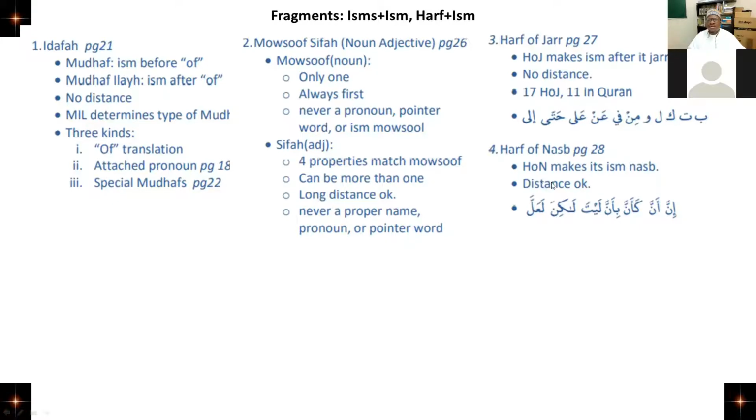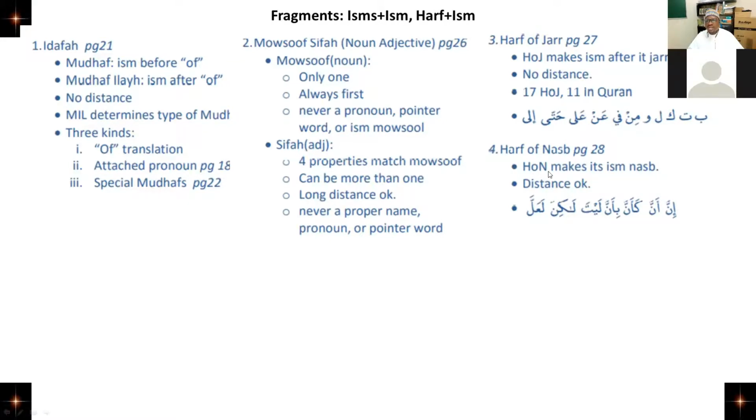And then the fourth fragment is harf of nasb and its ism. Okay, harf of nasb and its ism. Those harf of nasb words are here: inna, anna, ka'anna, bi anna, layta, lakinna, and la'alla. They cause every ism that comes after them to be in nasb status. It will either take fatha or ayni or ina or atin, depending on the number and gender of the ism. It also does accept distance.